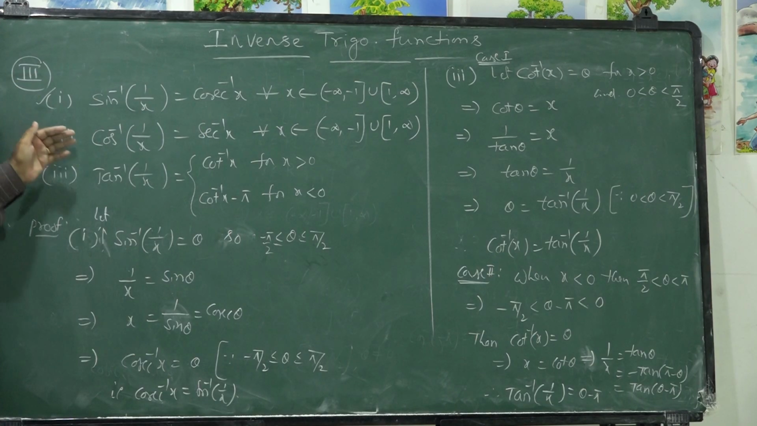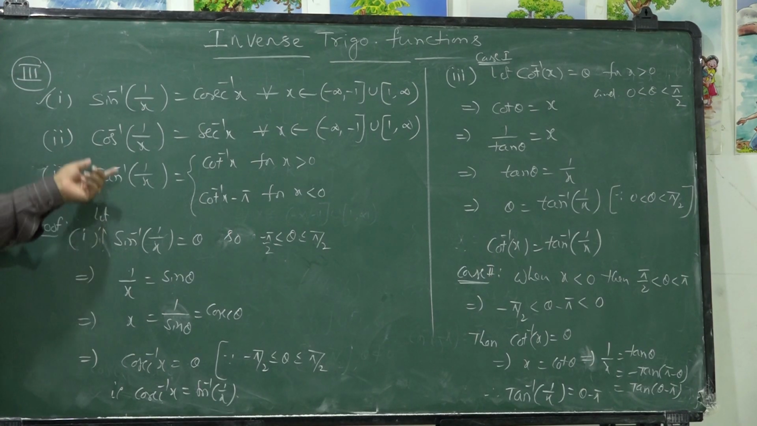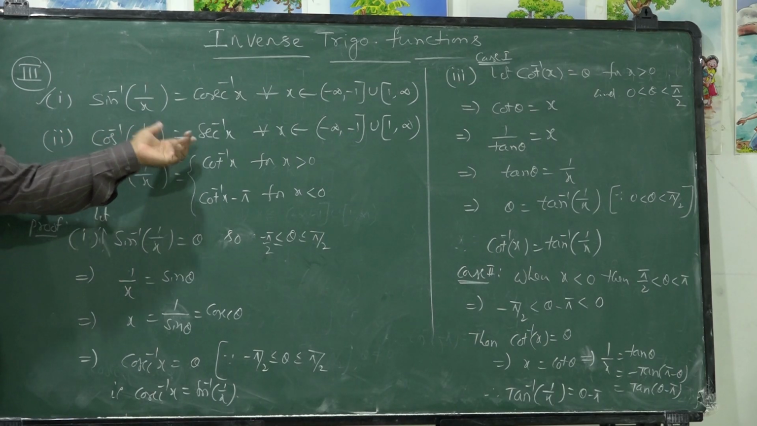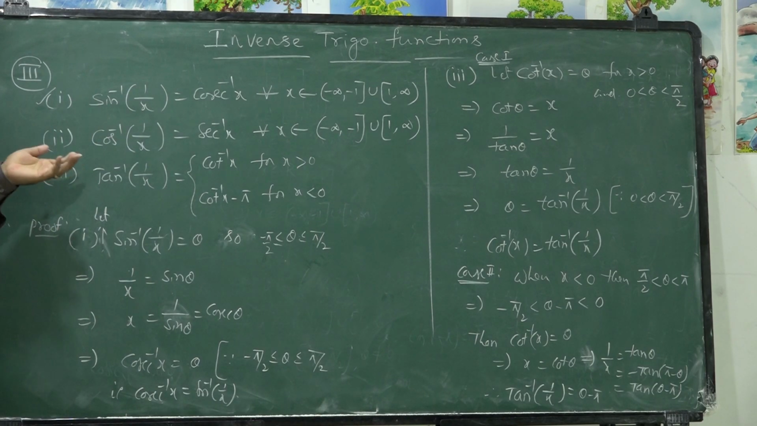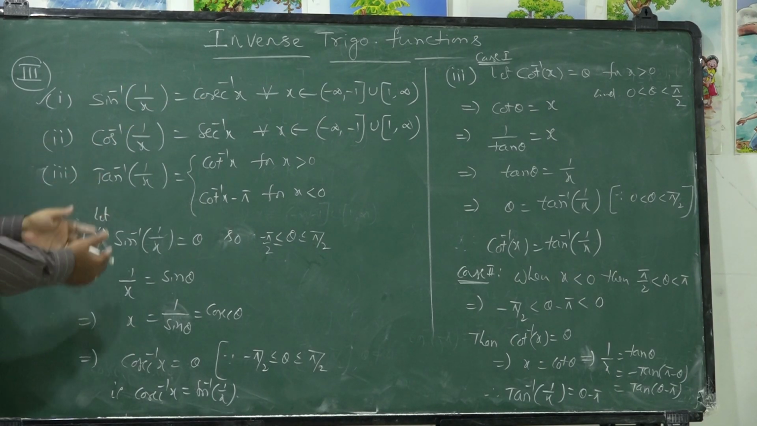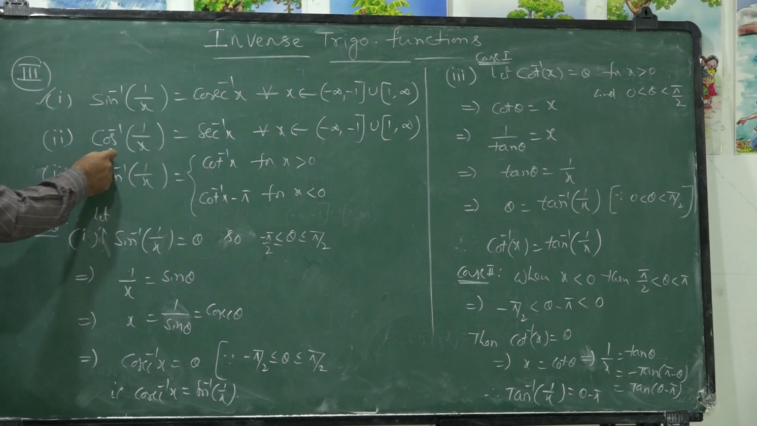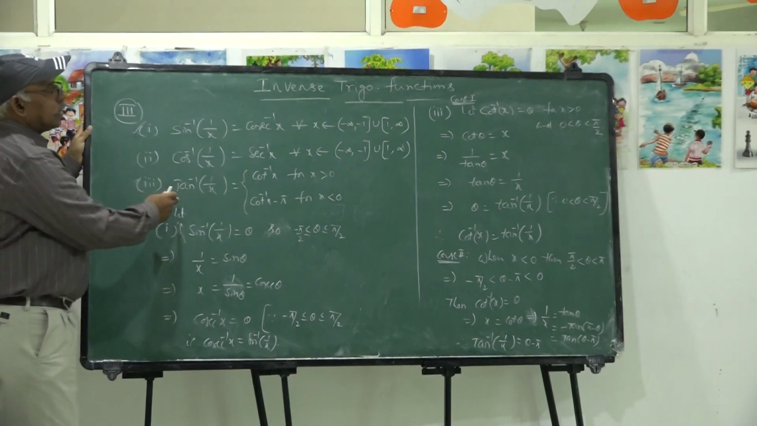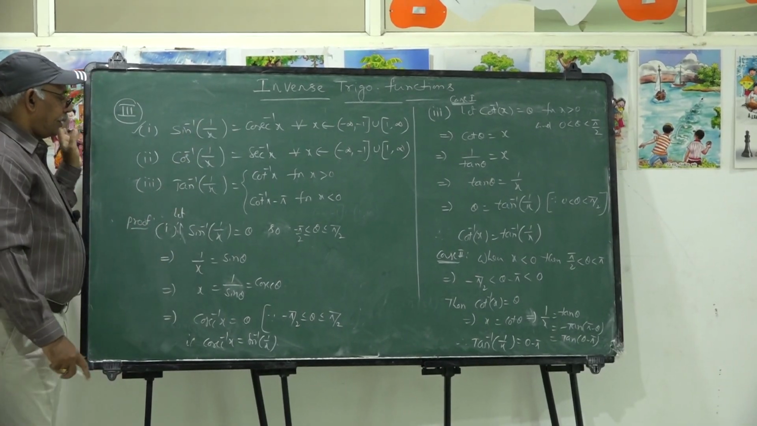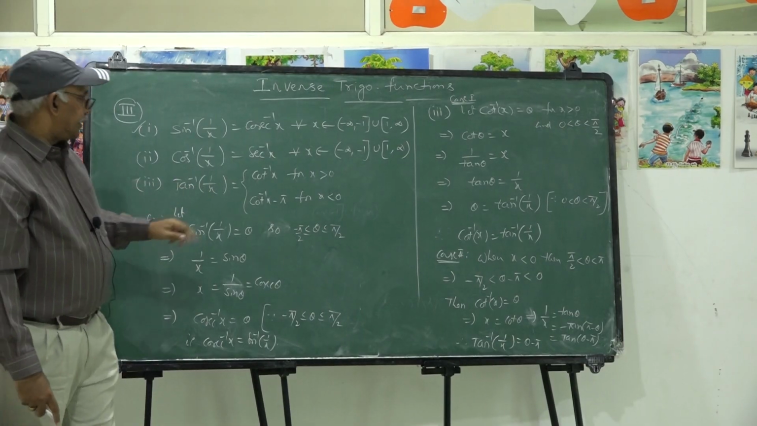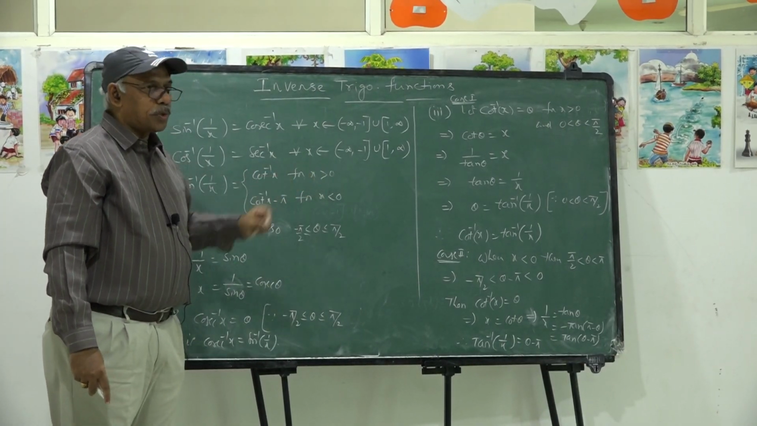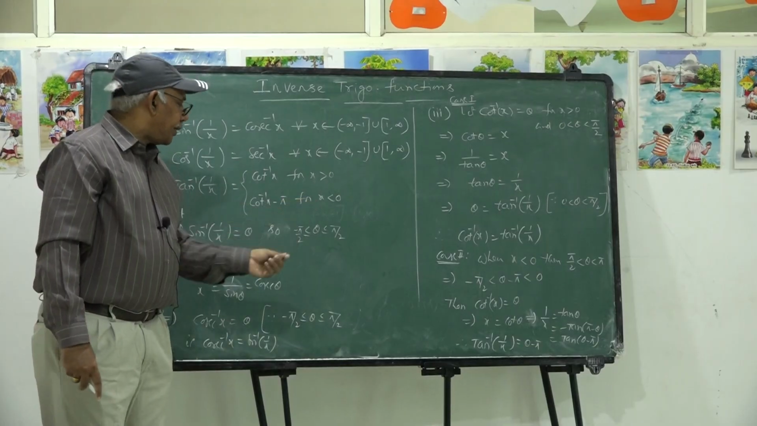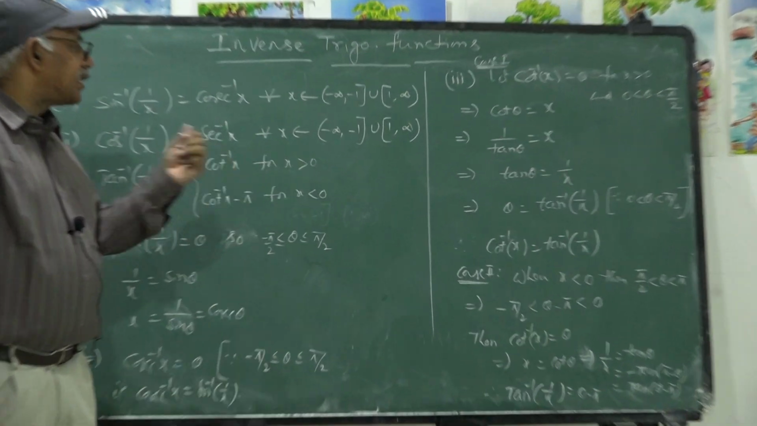Similarly, you can apply the same theory to prove cos inverse of 1 by x is secant inverse x, where x does not lie between minus 1 and 1. The similar arguments you can extend in case of dealing with the proof of this one. Cos inverse of 1 by x is secant inverse x. So, I will give the proof of the third one. Tan inverse of 1 by x is cot inverse x whenever x is positive. Whenever x is negative, cot inverse x minus pi.